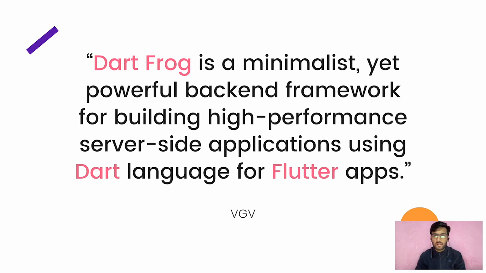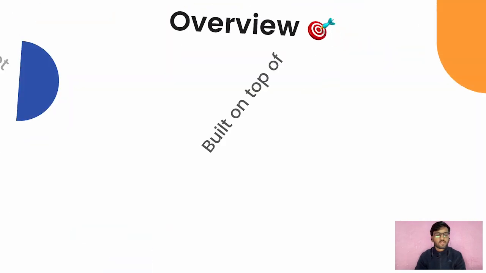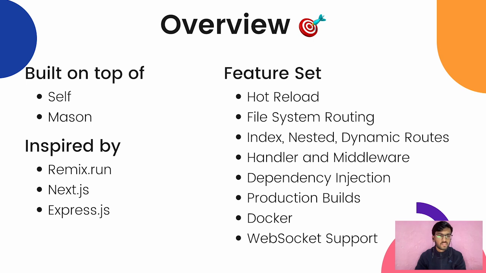So basically, Dart Frog is a minimalist yet powerful backend framework for building high performance server side applications using the Dart language for Flutter apps. This Dart Frog package is developed and maintained by the open source team of Very Good Ventures. Dart Frog is a higher level abstraction on top of Shelf and Mason. Shelf is an HTTP server built by the Dart team, and it provides us a way to create servers of our own. Whereas Mason is a template generator tool where we can generate templates, and it generates the files very easily. And Dart Frog is inspired by many other tools like Remix, Next.js, and Express.js.